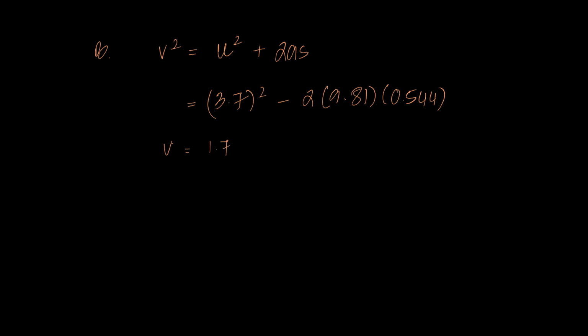1.73 meters per second. If you're getting 3.7 or something close to it, make sure you also take the square root of the value, whatever comes out, because it's velocity squared. This will solve for velocity squared. Square root it, you'll get 1.73.